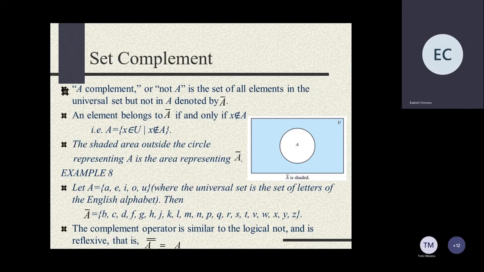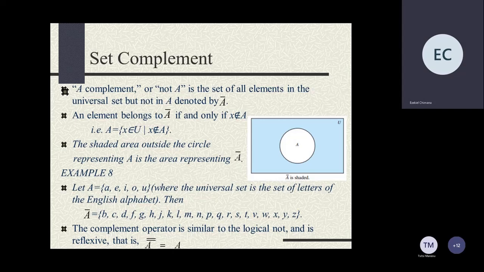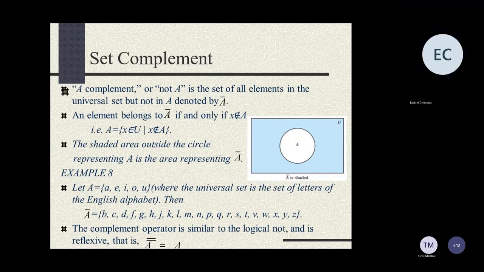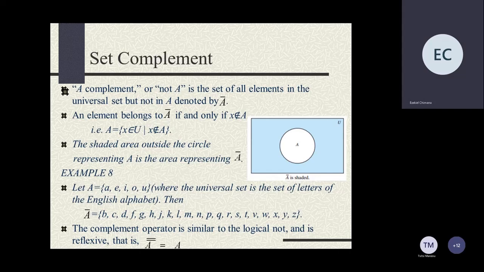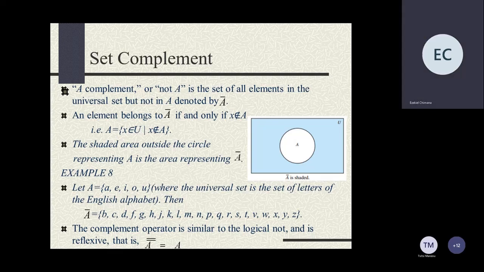So then A complement will be the other alphabet letters which are not vowels, which means which are not A, E, I, O, U. The complement operator is similar to the logical not and is not reflexive. That is A bar. If we take the complement twice, A complement's complement will be equal to the set itself.